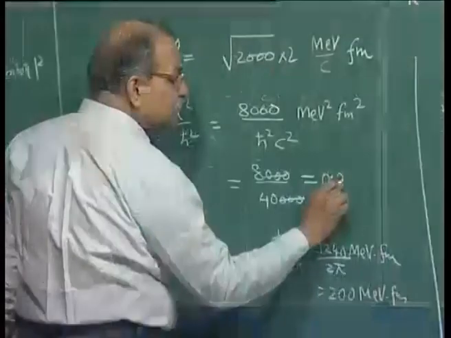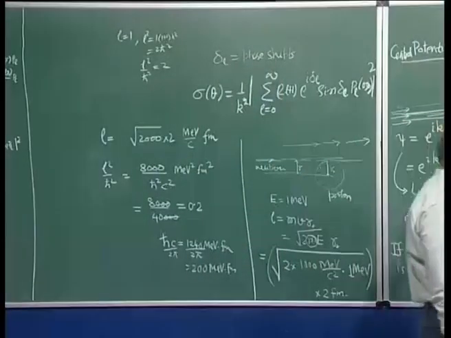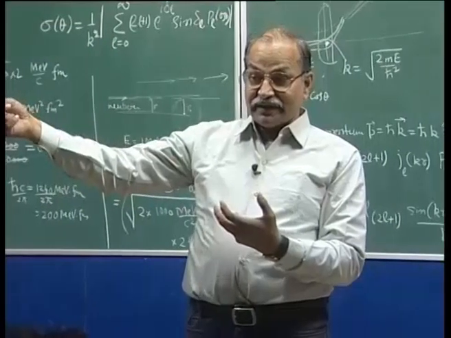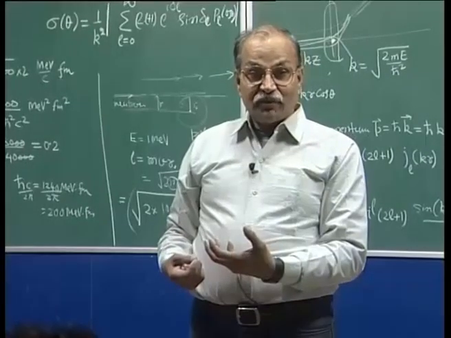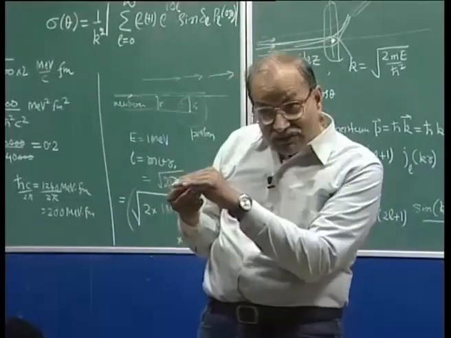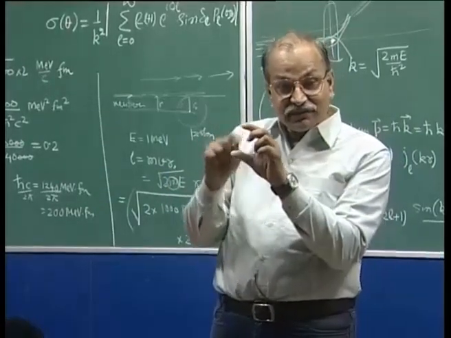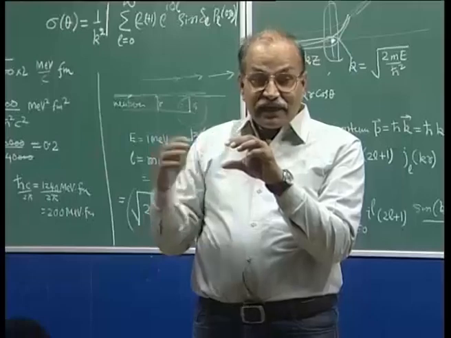1 by 5. So, instead of 2, what you are getting is 0.2. So, that means L equal to 1 is not at all present, because L equal to 1 will happen if the angular momentum square is 2 H cross square, and with this kinetic energy of 1 mega electron volt, the angular momentum, so that it goes into the range, and that distance you cannot increase, 2 femtometer is the range, nuclear range.